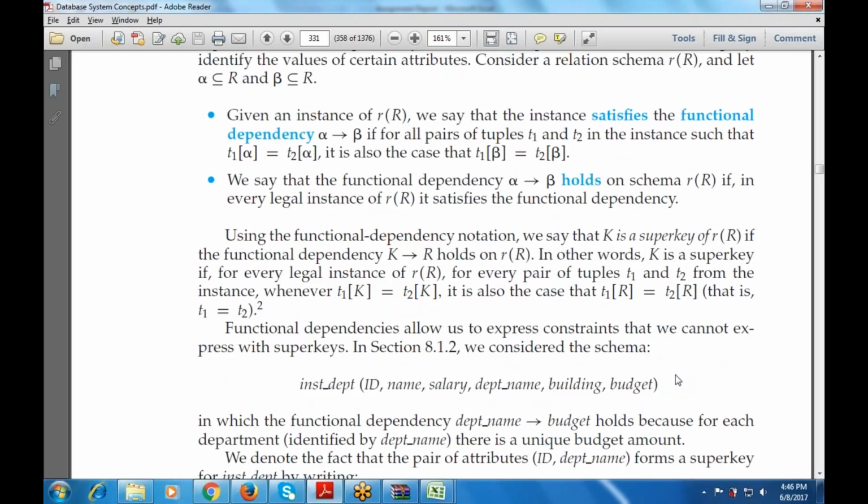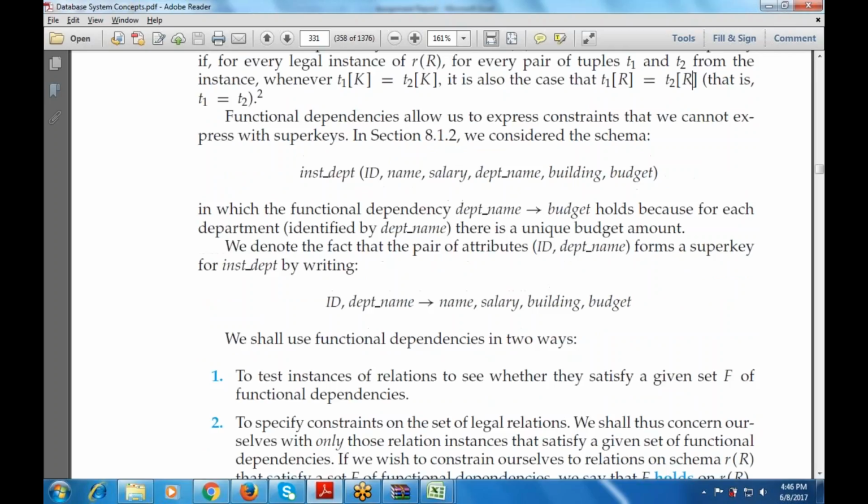Functional dependencies also allow us to express constraints that we cannot express with superkeys. So we consider the schema instructor department (ID, name, salary, department name, building, budget), in which the functional dependency department name → budget holds, because each department, identified by a department name, has a unique budget amount. So we denote the fact that the pair of attributes ID and department name forms a superkey for instructor department by writing ID, department name → name, salary, building, budget.